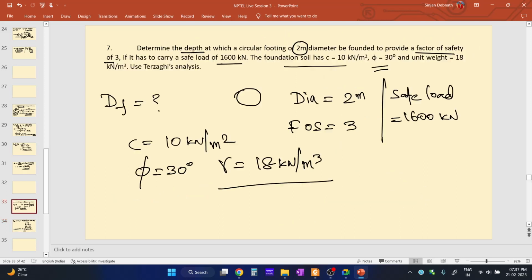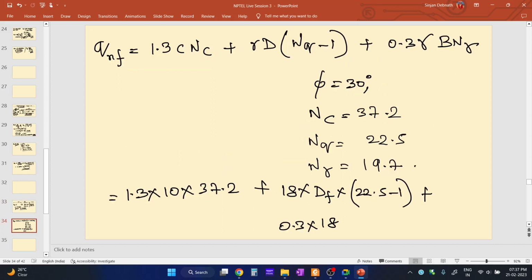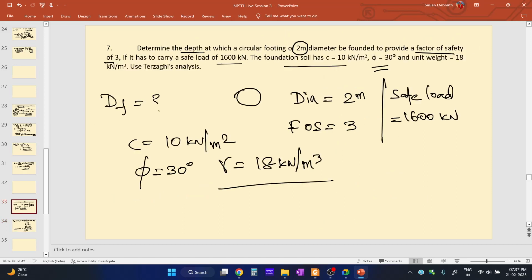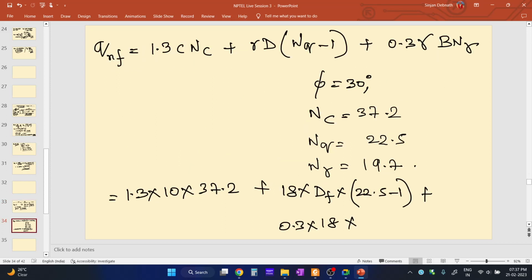What is the value of unit weight? The value is 18 kilonewton per meter cube. 18 into the breadth. Breadth is 2 meter. Here we will consider the diameter, so B is equal to diameter over here. It is 2 meter. And what is N gamma? N gamma is 19.7. You must note one thing: for circular footing, we consider the diameter in place of breadth. So B is equal to diameter, in this case that is 2 meter.